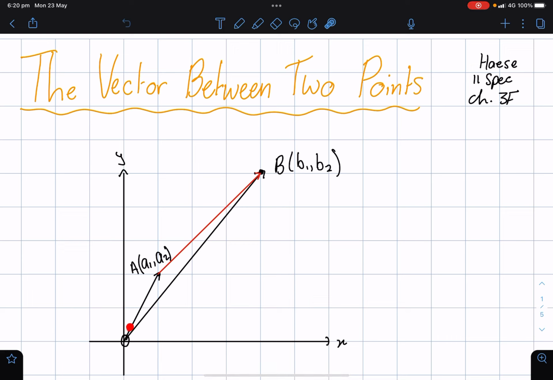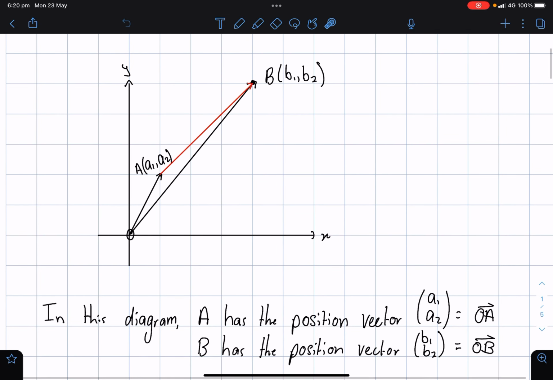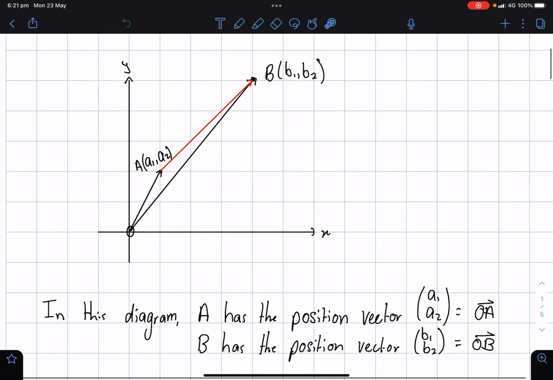So we've got vector A, which is the position vector OA. So point A has the position vector OA. Point B here has the position vector OB. All right, so that's just what I've written here, with components A1 and A2 and B1 and B2 respectively.